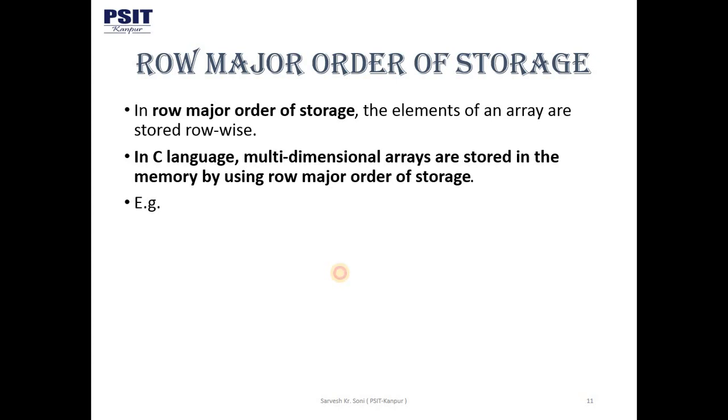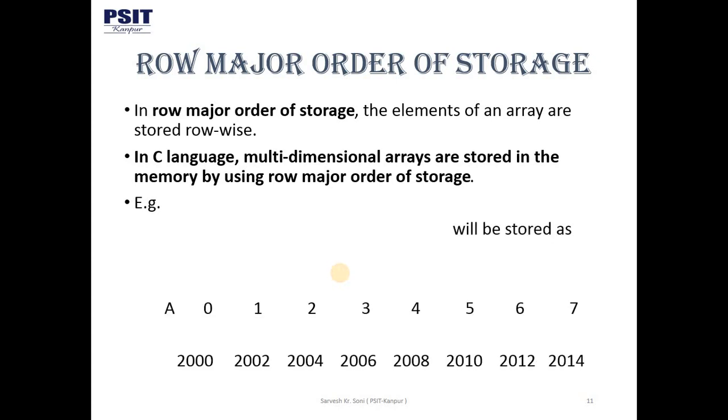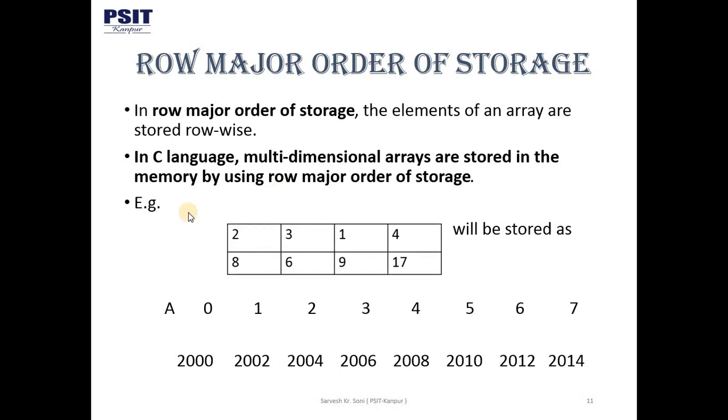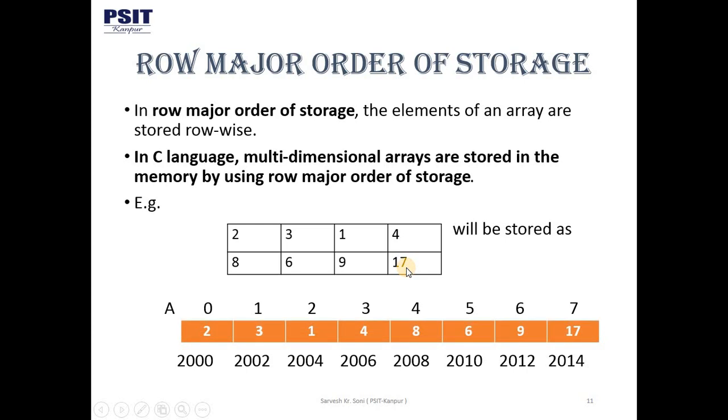For example, this is the matrix, right? And the order of this matrix is 2 cross 4, and the values initialized are 2, 3, 1, 4. This is the first row, and the second row consists of 8, 6, 9 and 17. So the memory will look like this. The array name is suppose A, then contiguous memory is also allocated for the two-dimensional array inside RAM, and the indices will always start from 0.